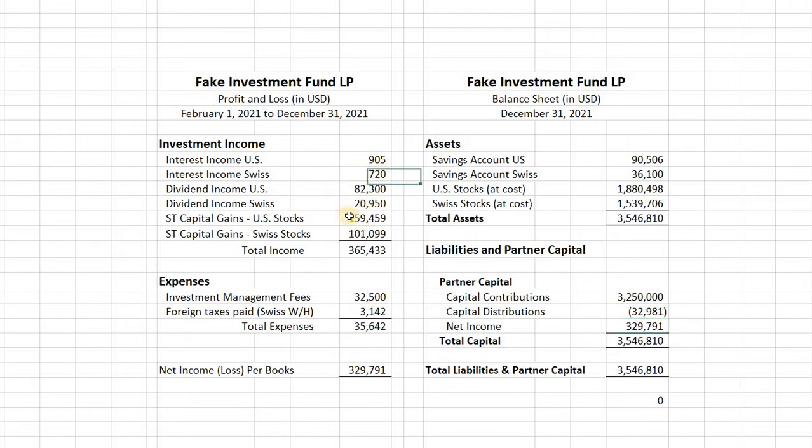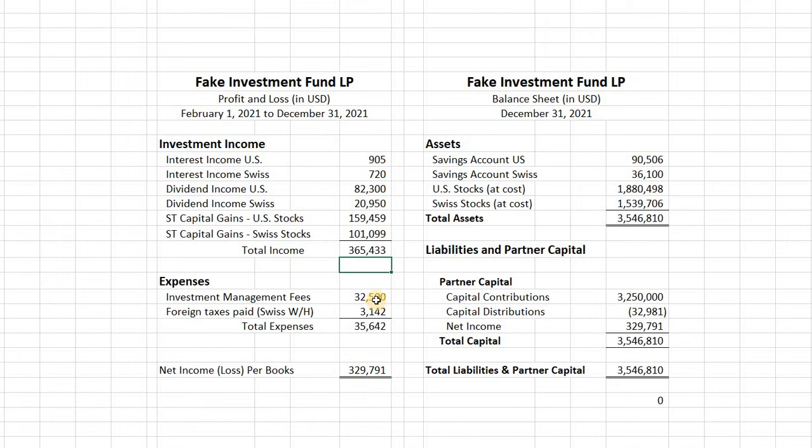We have our U.S. interest income, Swiss interest income, U.S. and Swiss dividends. These are just ordinary dividends. And then the short-term capital gains and losses incurred during the year. So the net gains on the U.S. stocks, net gains on the Swiss stocks, and then we'll show how all that is ultimately reported on the return.